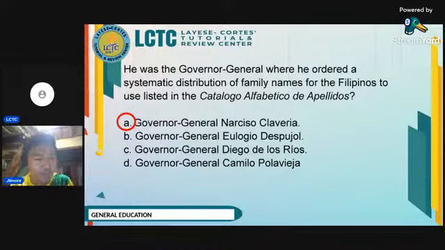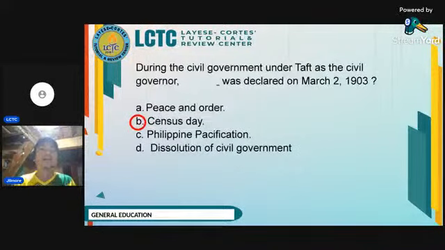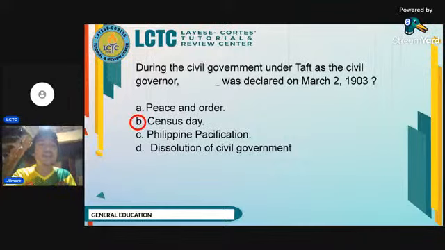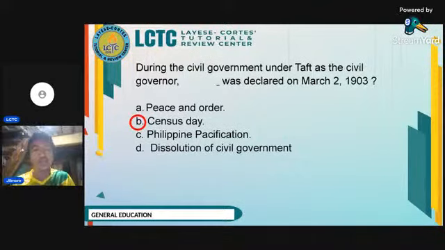Head of the First Philippine Commission, Dr. Jacob Schurman. Head of the Second Philippine Commission, William Howard Taft. During the civil government under Taft, when Taft became the civil governor of the Philippines, actually he was the first civil governor. Okay, the first civil governor, William Howard Taft. He was the head of the Second Philippine Commission. Okay. Known for establishing a judicial system in the country.